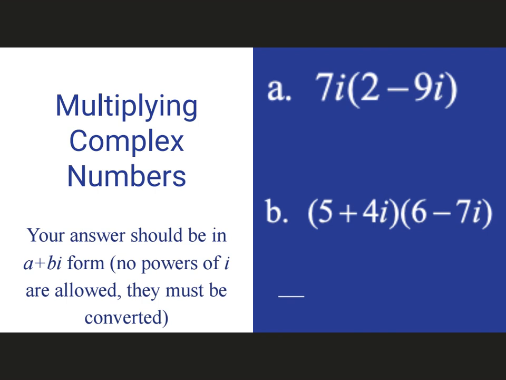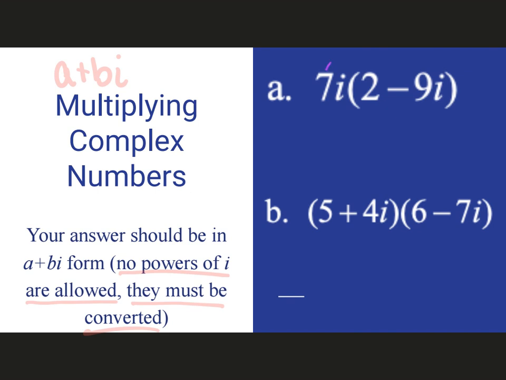So when we want to multiply complex numbers, we work with them just like they're x, except for one stipulation: you cannot have any powers of i. Okay, no powers of i are allowed. You must convert them. I will show you what that means in just a second, but pay attention that your answer, no matter what, will always be written in this order. So we're going to work with it just like as if it was x.